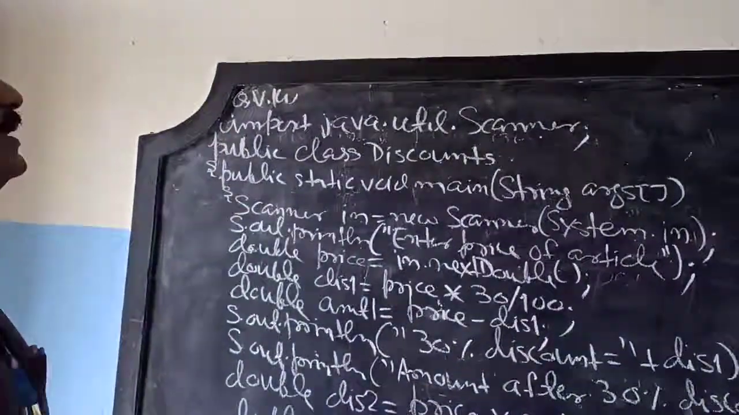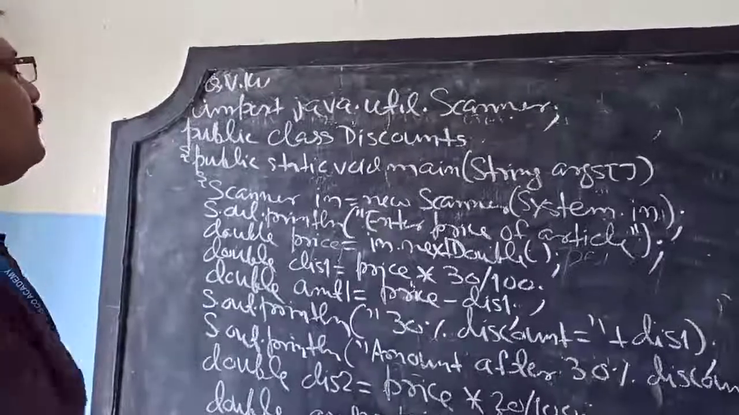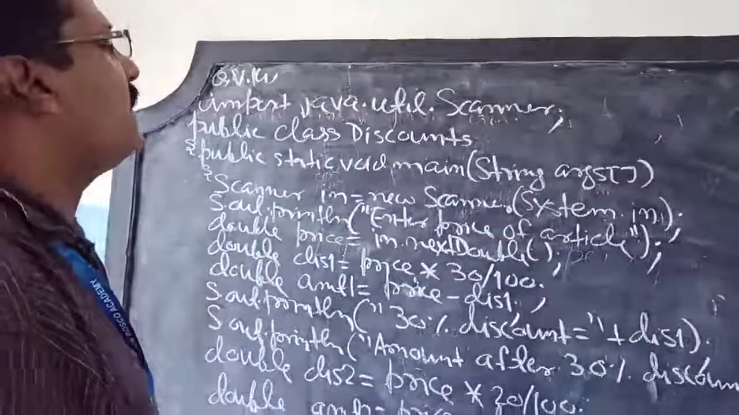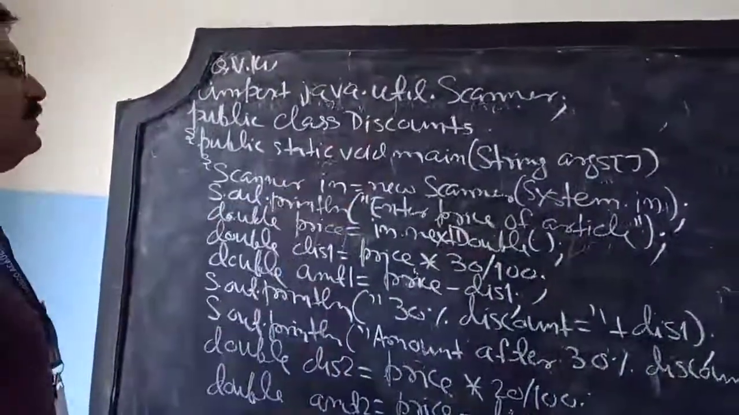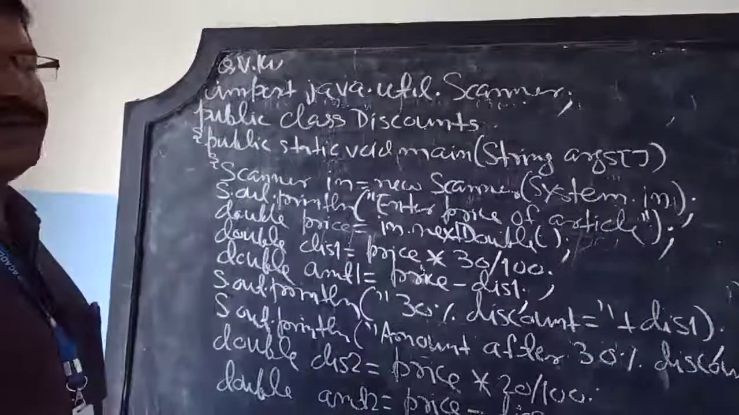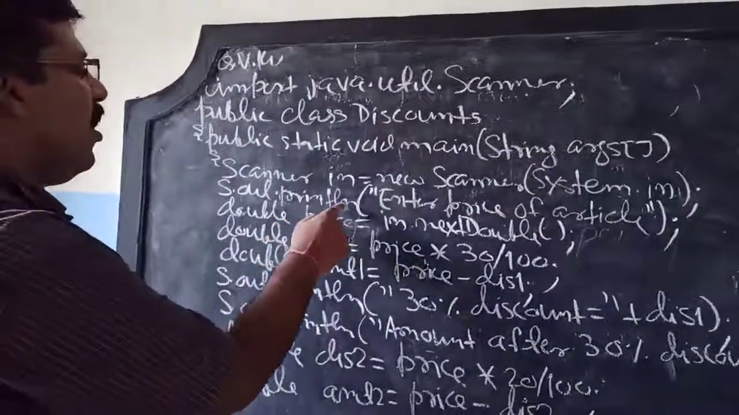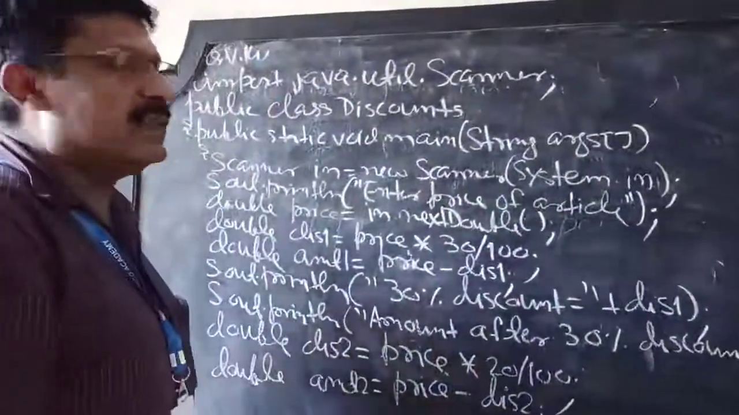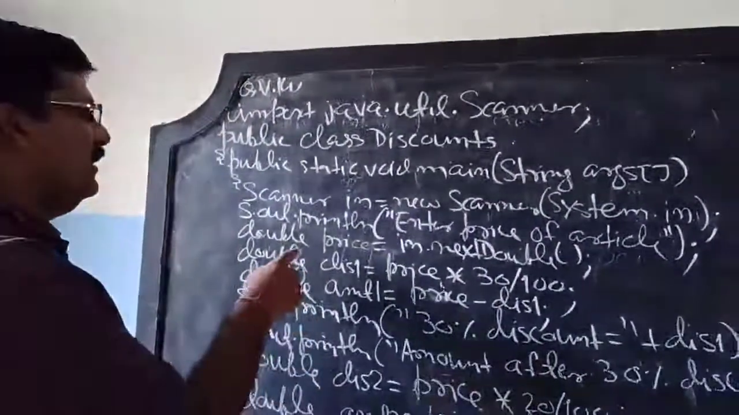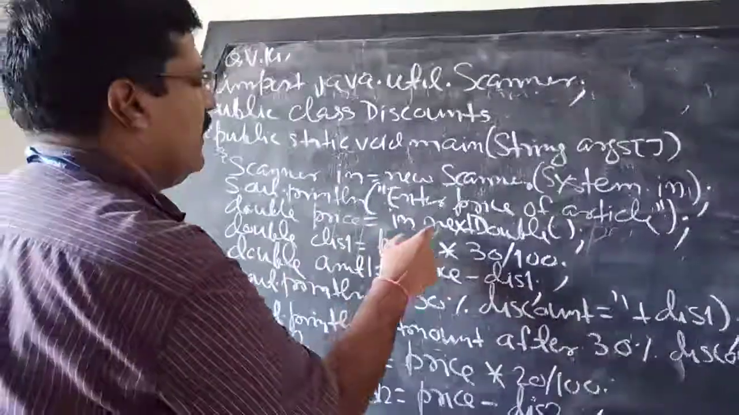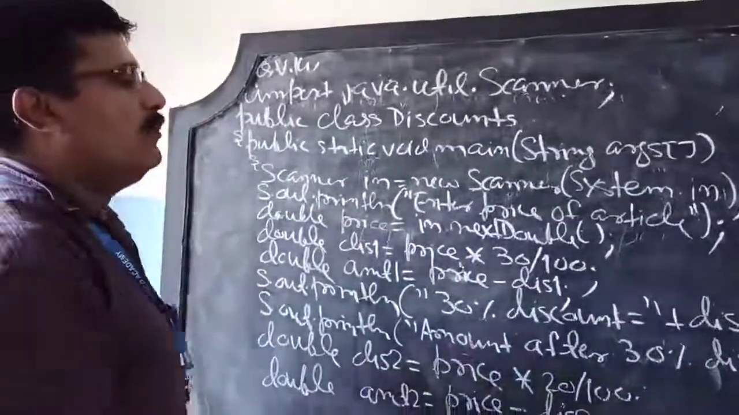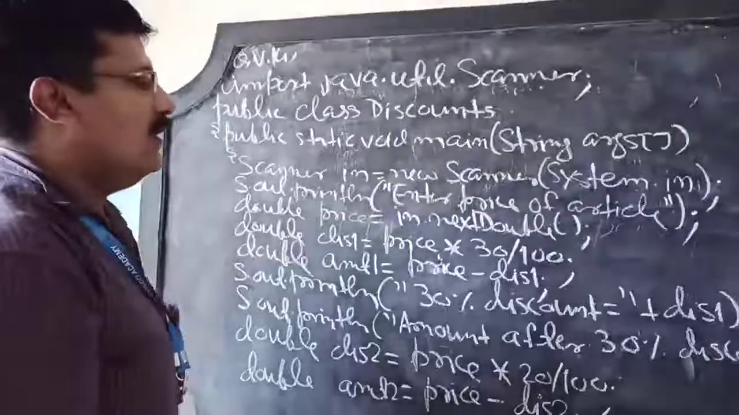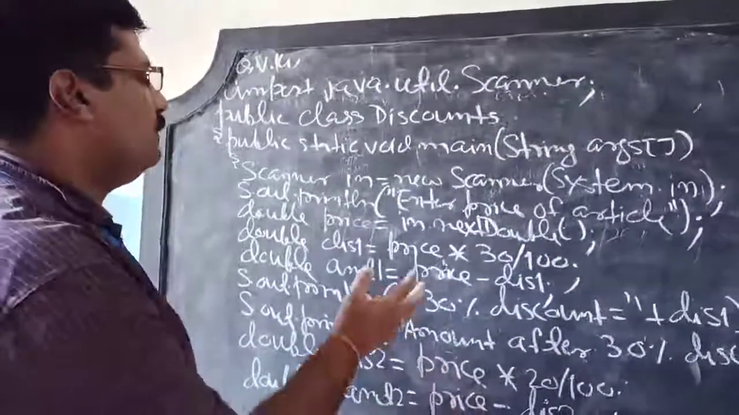Okay. So public class Discount, public static void main(String args[]). The class name is Discount. Scanner in = new Scanner(System.in); System.out.println("Enter the price of the article"); double price = in.nextDouble(). So we have input the price of an article as double type; you can take int also.